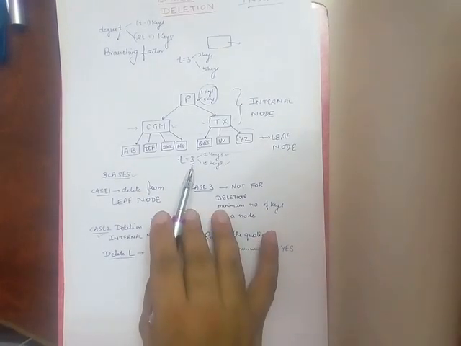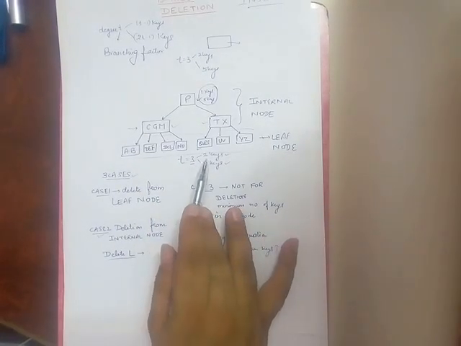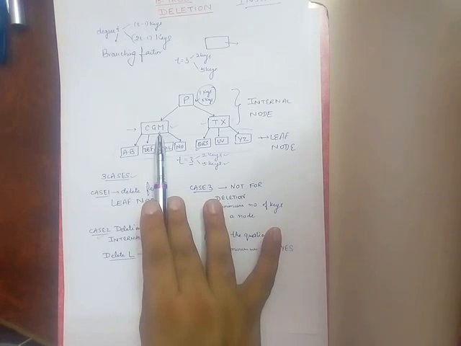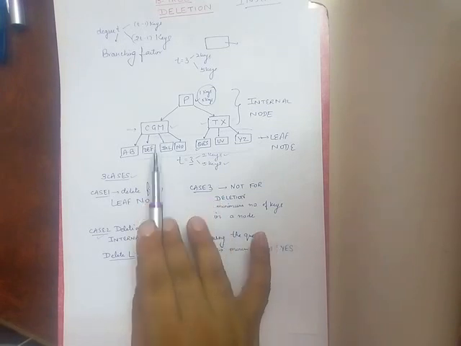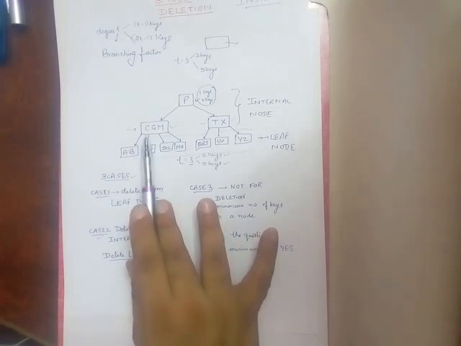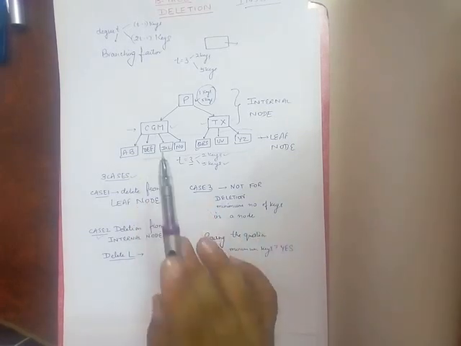Here the value of T is 3 and the minimum number of keys should be 2, but the node is having 3 keys. It means this node is not having the minimum number of keys. Hence we can proceed further to the child of this particular node.